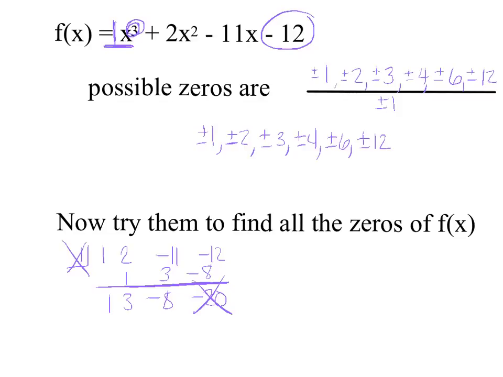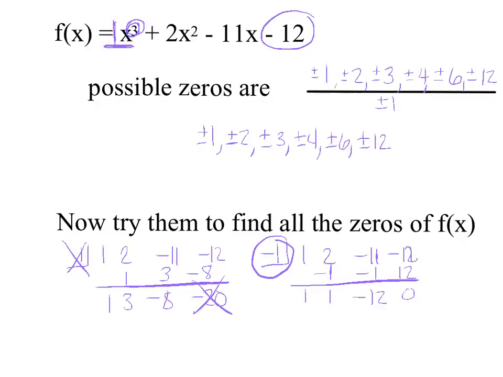Okay, maybe I want to try negative 1. So I put negative 1 in a box. I go back to the 1, 2, negative 11, and negative 12. Okay, so I drop the 1, I get negative 1. Negative 1. That gives me negative 12. Negative 1 times negative 12 is a positive 12. And look, I got 0. So, wow, okay, negative 1 works. That's awesome, negative 1 works.